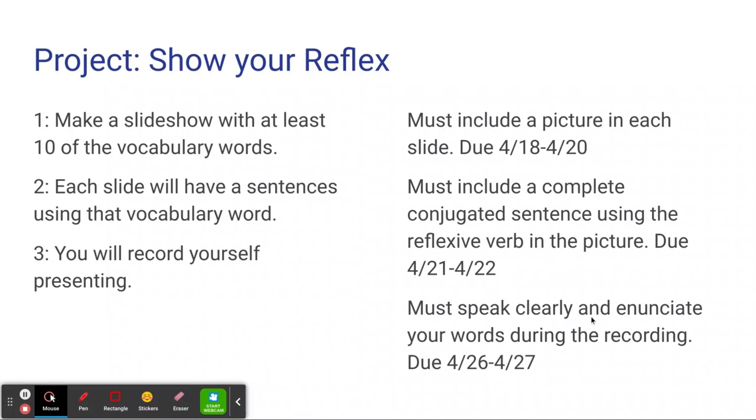You must speak clearly and enunciate your words in Spanish during the recording. And that's going to be your final due date, which is April 26th or April 27, depending on when I have your class. If you have any questions, please let me know.